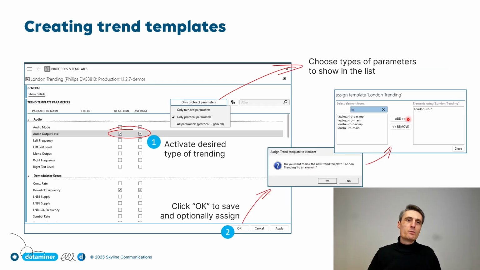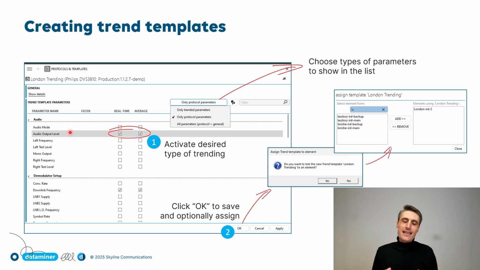What will happen? It will open up a new template. What do I see in that new template? Well, you just see all the parameters in there with the checkboxes, real time and average. More or less, yes. So you will see the different pages as I see them on the data display, the audio page, the demodulator setup page. So you do have the familiar grouped sections there, like you see them on the data display, and you see all the parameters.